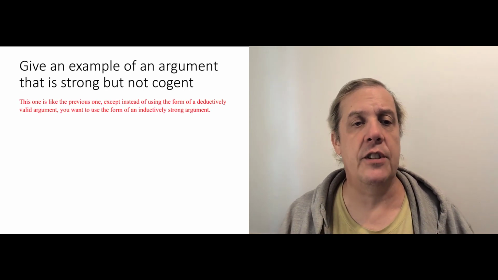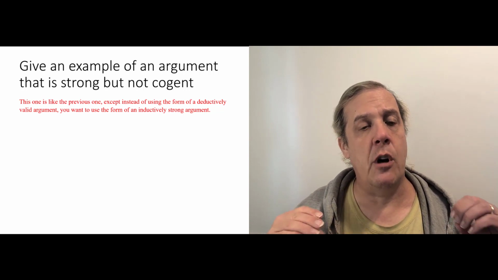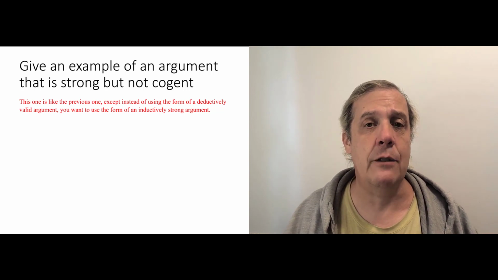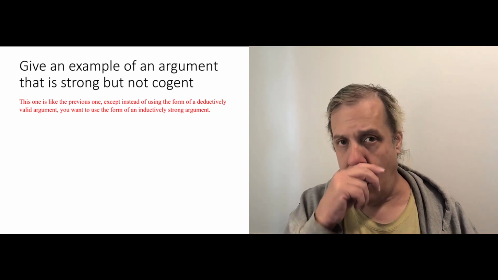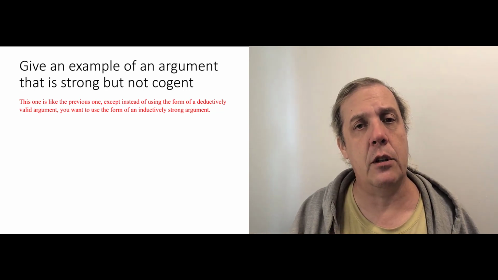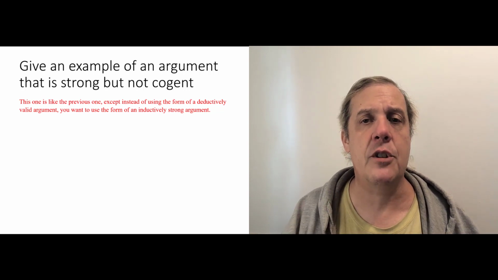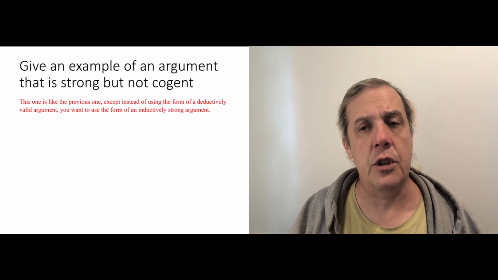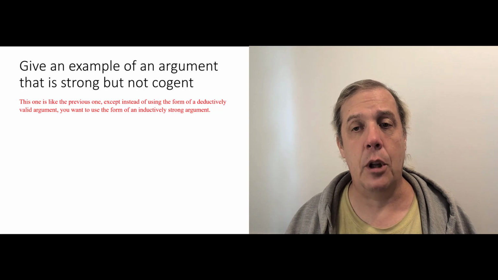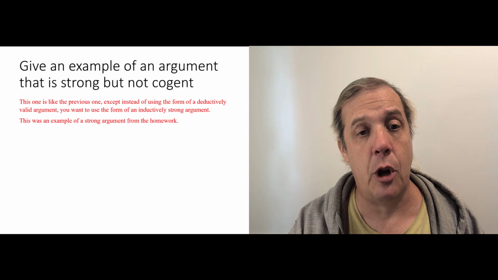The thing to remember here is that this is just like the previous question, except instead of using the form of a deductively valid argument, you want to use the form of an inductively strong argument. So rather than trying to find an argument where the premises, if they were true, would make the conclusion certain, you're only looking for an argument where if the premises were true, they would make the conclusion likely. So actually, let's just start with the standard example of a strong, in fact, a cogent argument from the homework.